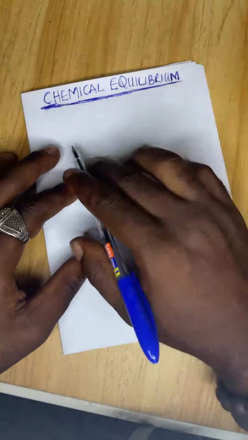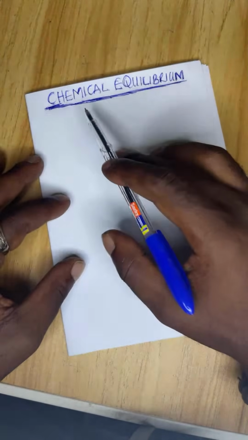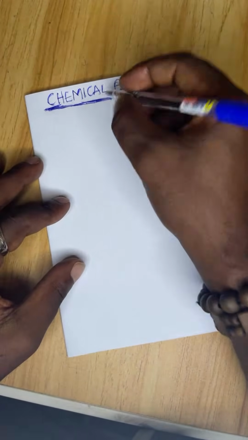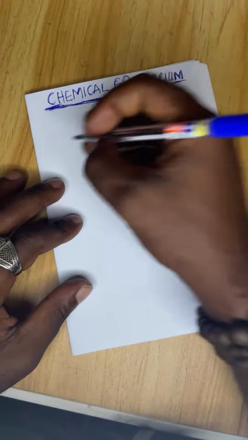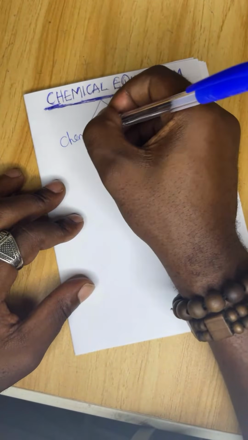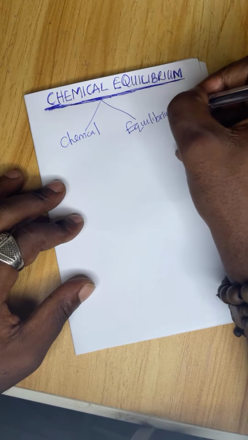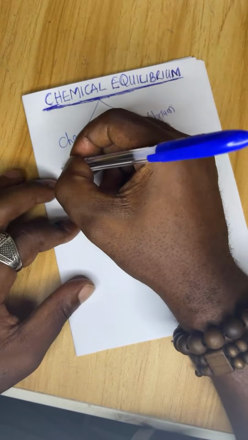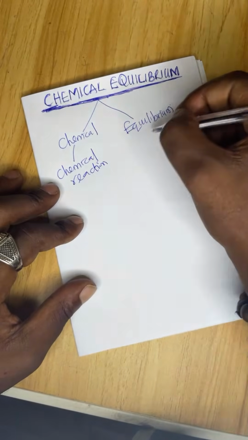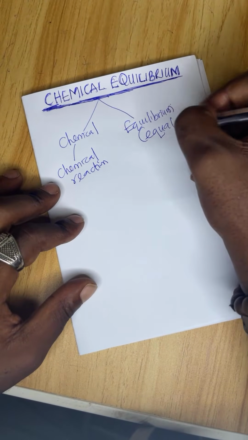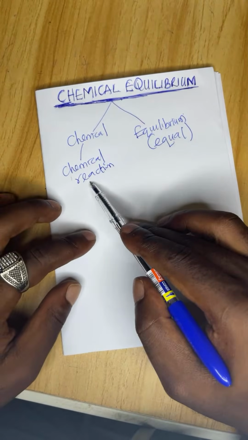Good. Now, chemical equilibrium, right? It's basically just two things: chemical and equilibrium. That's what it means. That means this chemical here, we are talking about chemical reactions that are what? That are equal. I know it might look basic, but that's it. It's just chemical reactions that are equal.